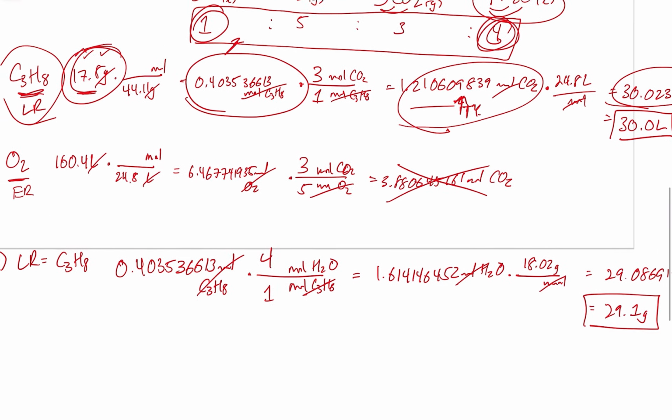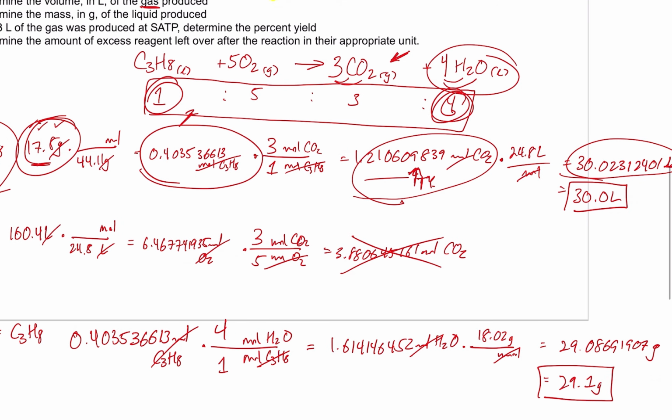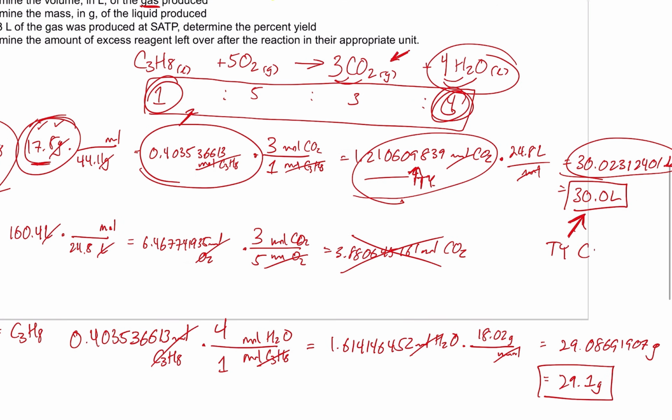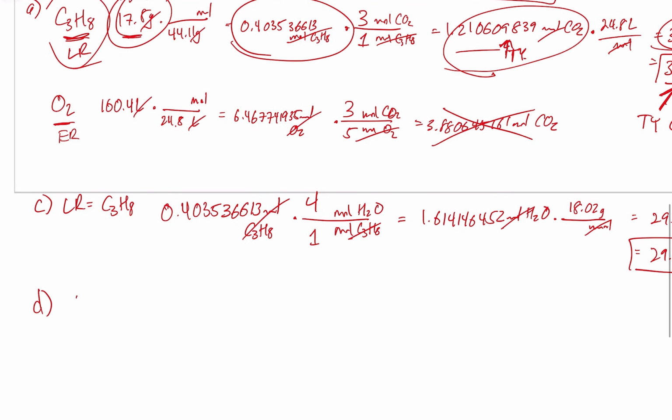All right, now let's look at our part D. It says that if 21.3 liters of gas was produced at SATP, determine the percent yield, again, of that gas. So remember, this is the gas, this is the CO2 that was produced, and this was our theoretical yield of CO2. So to calculate percentage yield, we have PY is equal to actual yield over theoretical yield times 100.